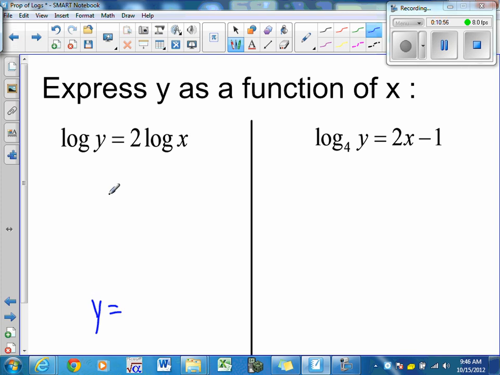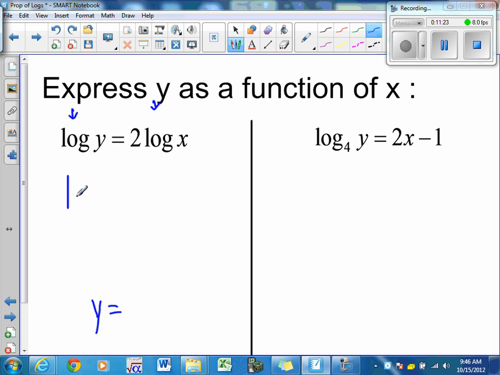Now, there's two kinds of problems we're going to see here. The one on the left, we have logarithms on both sides. That's going to be one type of equation that's going to require a certain way to solve it. And then over here, we have a logarithm on one side and no logarithm on the other. That's going to require a little different method of solving. First, let's look where we have two logarithms, one on each side.